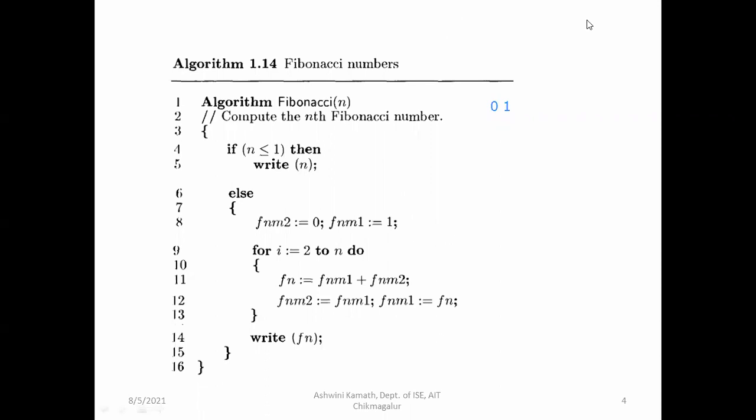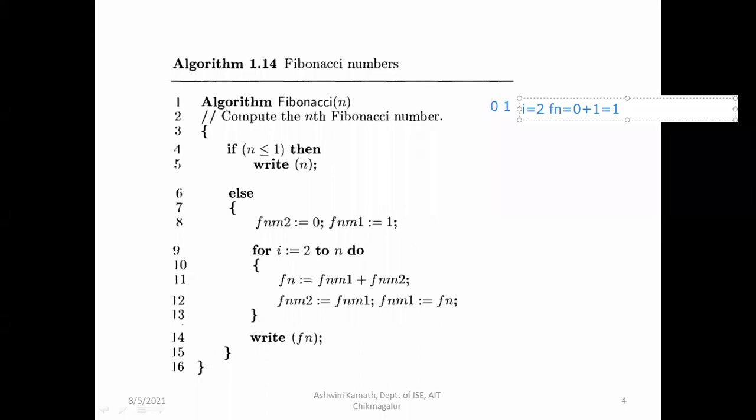Okay, so here, 0 and 1 we have taken initially. So Fnm2 is equal to 0, Fnm1 is equal to 1. Consider the value of i is equal to 2. So what we are doing here, we are going to add. What is the Fn value now? Fn value is equal to 0 plus 1, which is equal to 1. This is the Fn value now.